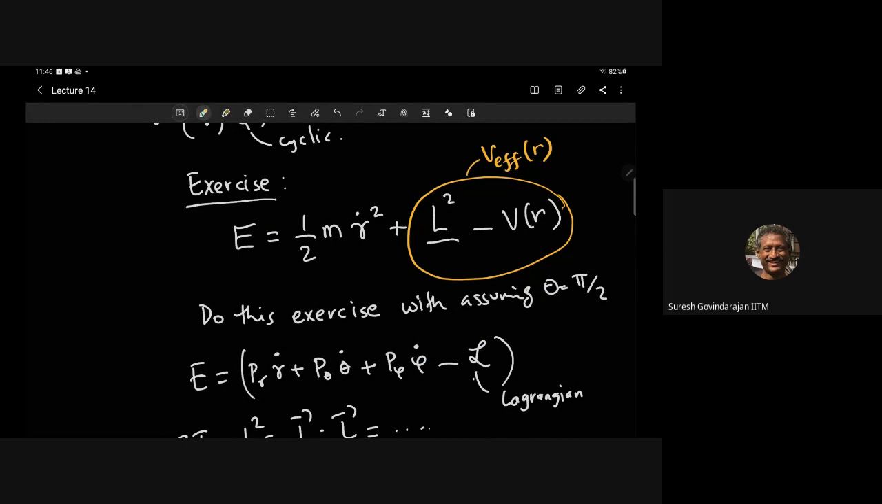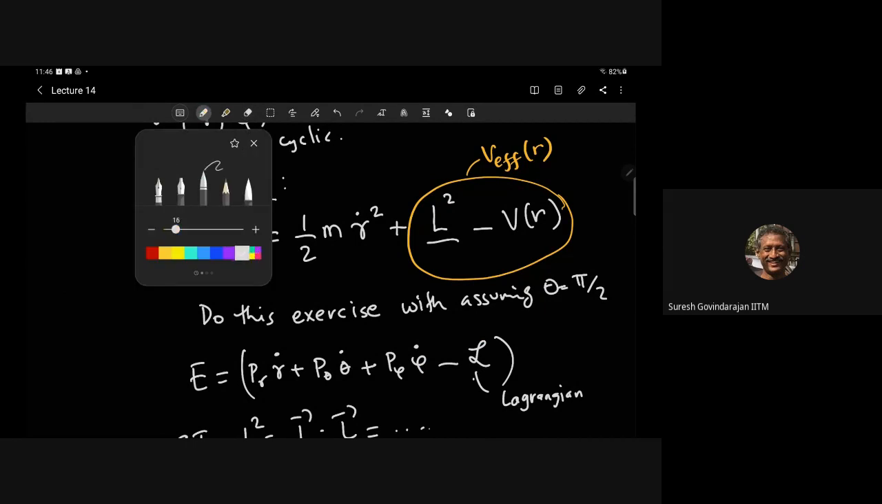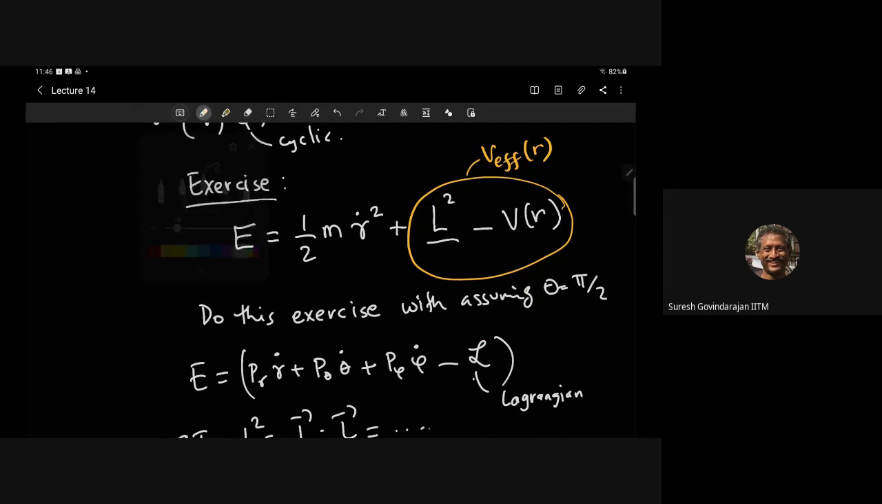So there will be a plus V of R, I suppose. One second, let me write this. Now it's okay? Plus V of R. Energy is plus, yes. Thank you. I was going to say Lagrangian, but actually this is correct. Absolutely correct. Anything else?